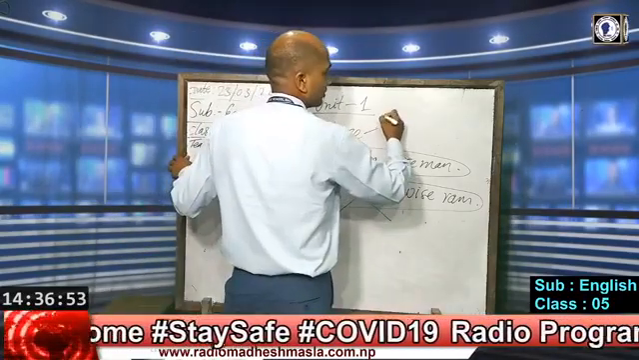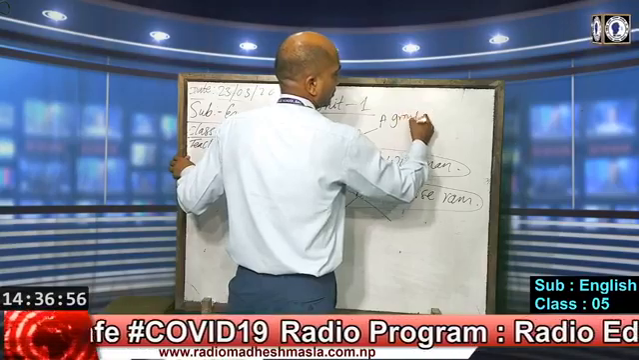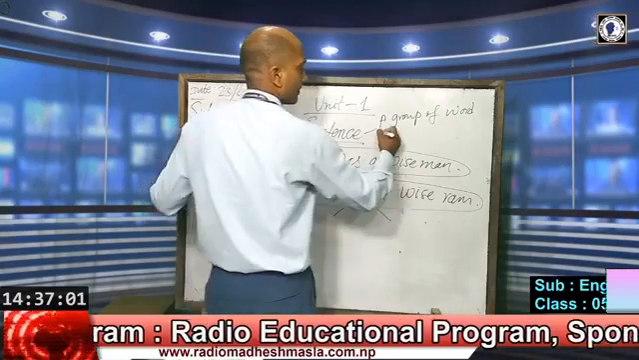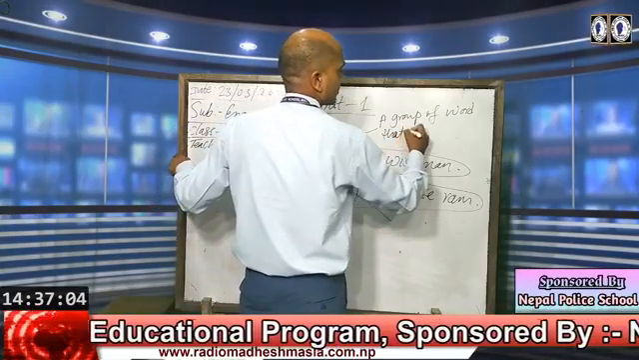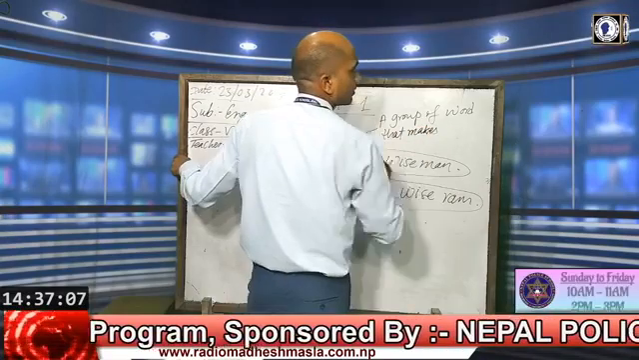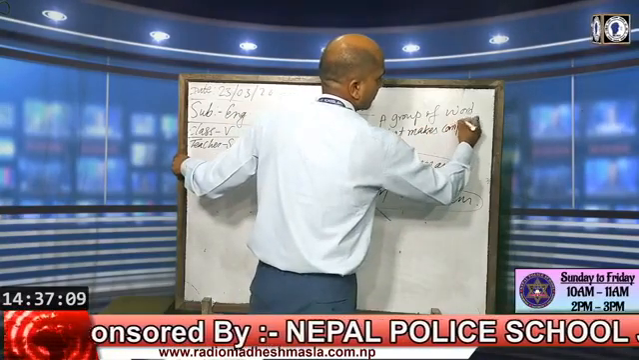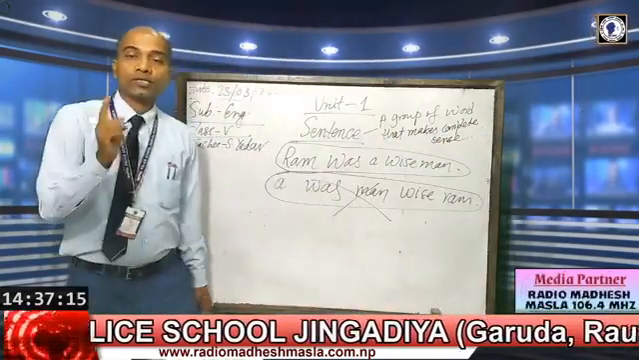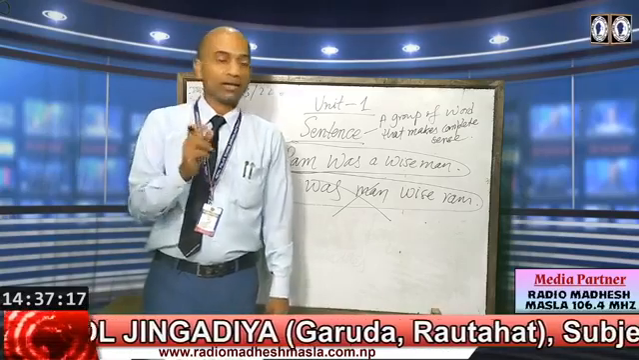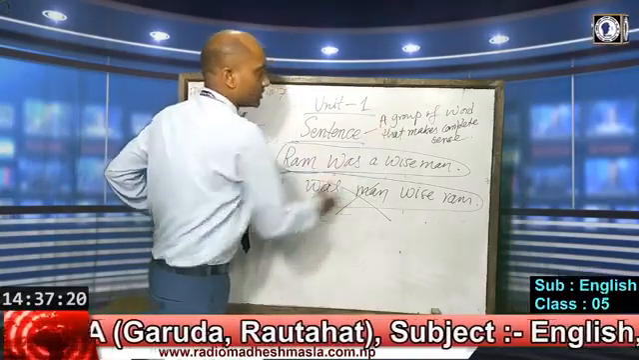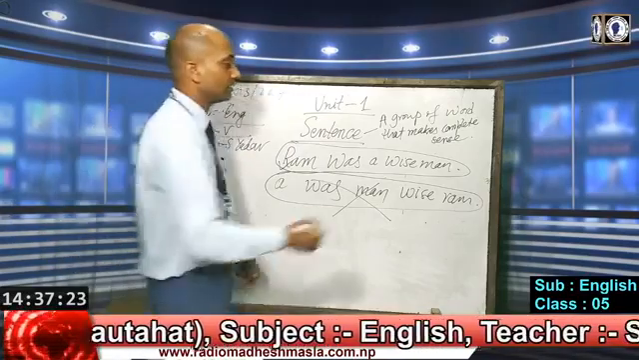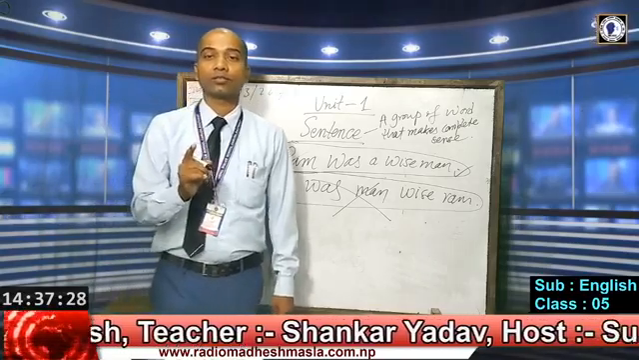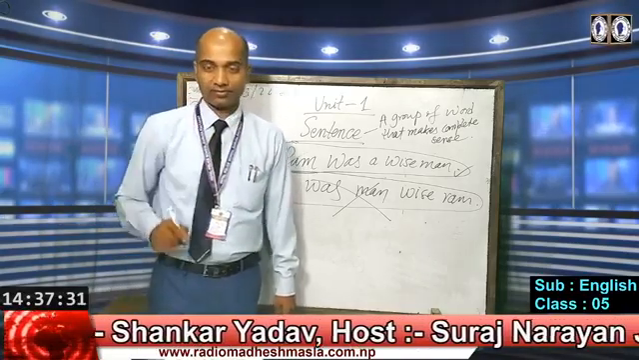A sentence is a group of words that makes complete sense, which starts with a capital letter and ends with punctuation marks. These are the qualities of a sentence.